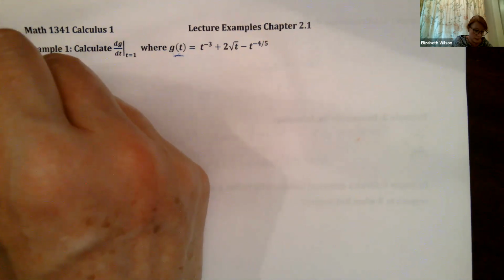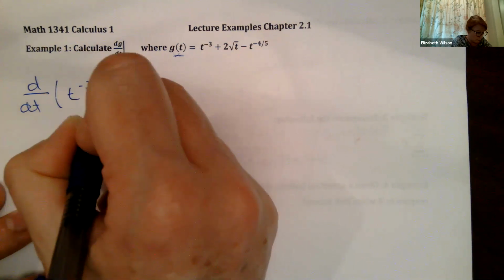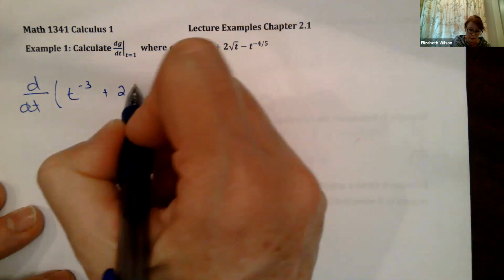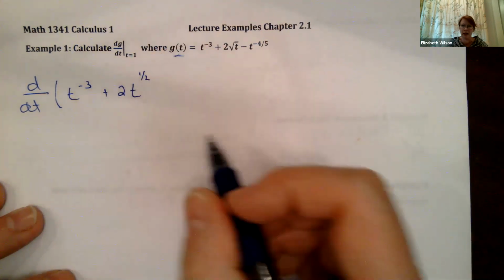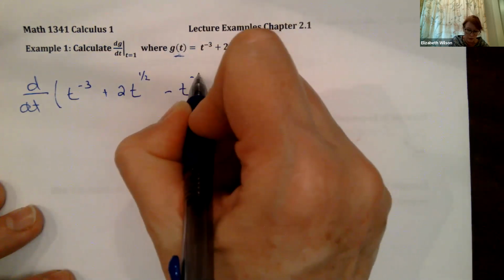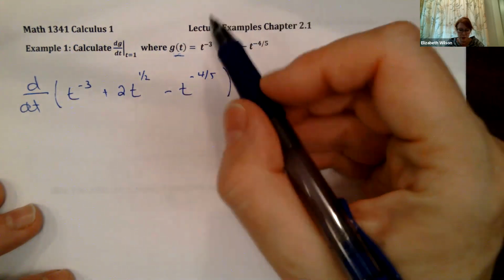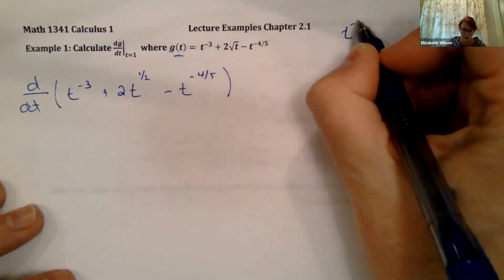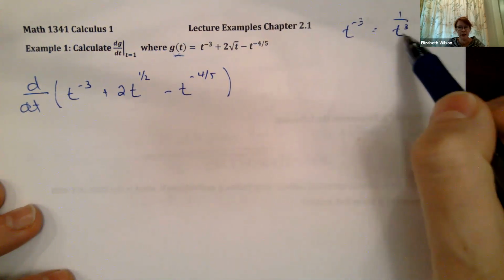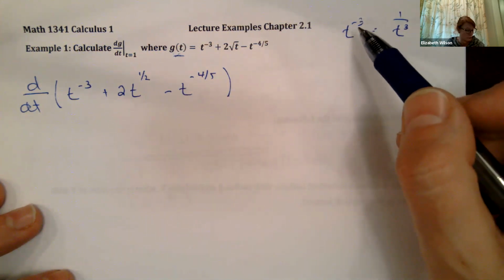So I'm going to go d/dt and write out the whole thing here: t to the minus 3 plus 2, and what I'm going to do is convert this radical t to t to the 1/2, minus t to the minus 4/5. I take my radicals and convert them into an exponent so I can do my power rule. Now t to the minus 3 is equal to 1 over t cubed. It's helpful if you've got something like 1 over t cubed to make it a single exponent, t to the minus 3, so that you can do the power rule on it.